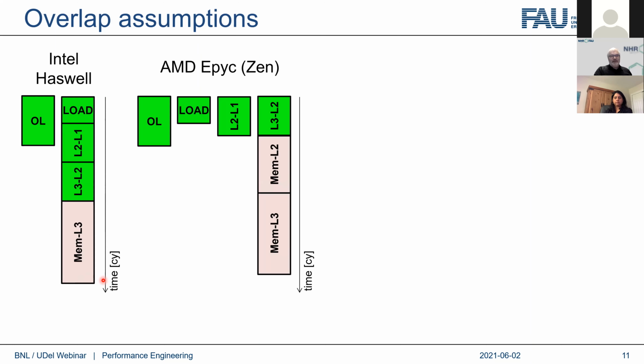AMD Zen 1, Naples, works a little differently. Here, the L2 cache is overlapping, and it's much more overlapping than it looks here. So this is one of the reasons why the single core memory bandwidth on current AMD processors is much higher than on Intel processors. They have a much more overlapping cache hierarchy, and this has improved again with Zen 2. Zen 2 has an almost completely overlapping cache hierarchy, and there's almost no serialization in the memory hierarchy.